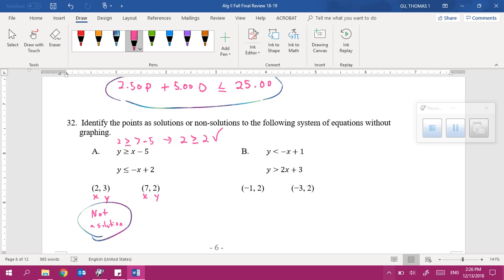And then over here we've got 2 is less than or equal to negative 7, because x is 7, plus 2. And this is going to simplify to 2 is less than or equal to negative 7 plus 2, which is negative 5. Is 2 less than or equal to negative 5? No, it's not. So 7, 2 is also not a solution.